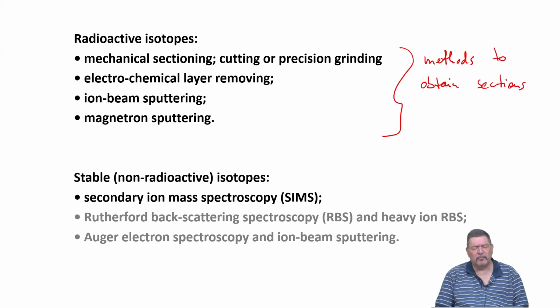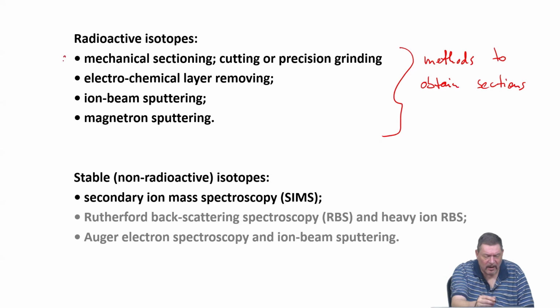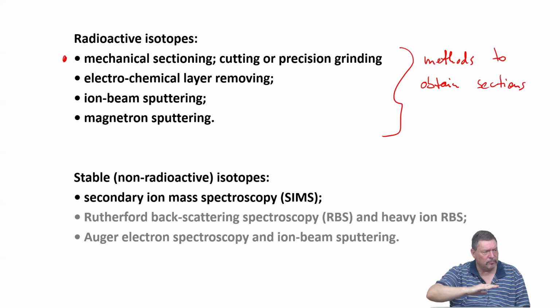And by far the most used ones are either mechanical sectioning, so you use a microtome and you cut slices. This is when you have a very long diffusion profile, so that each slice can have micrometer dimensions in terms of thickness. Or if your diffusion profile is of the order of a few microns only, your cuts have to have a thickness of, say, several tens of nanometers. 100 nanometers maybe is a more realistic number.